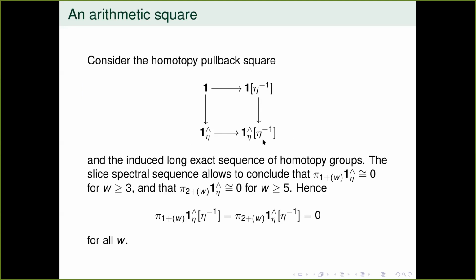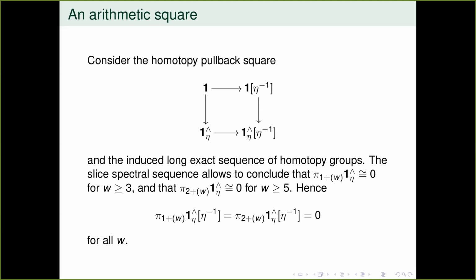No. Okay. And on this, when I determined this E infinity page, we had these finite columns for pi 1 and pi 2. And this implies that the homotopy groups of the eta completed sphere, for pi 1 and pi 2, vanish if the weight is large enough. So for pi 1, this vanishes if the weight is at least 3, and for pi 2, it vanishes if the weight is at least 5. And this tells us that this long exact sequence of homotopy groups, at least in a small range, splits a bit.